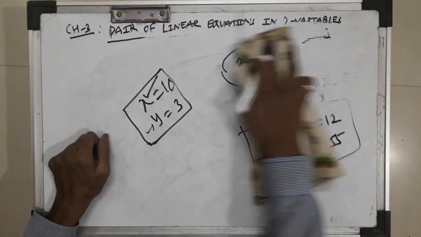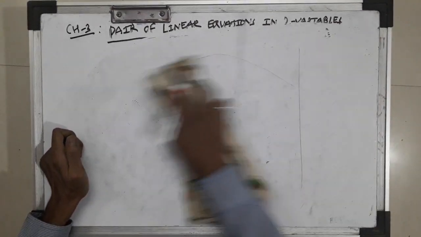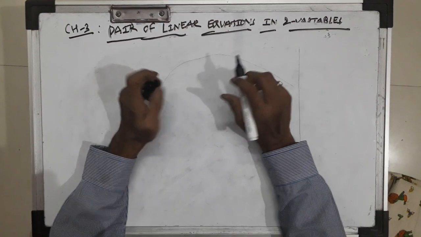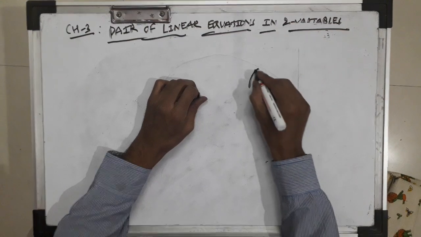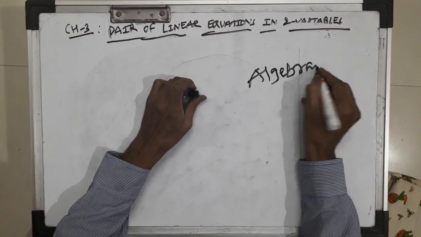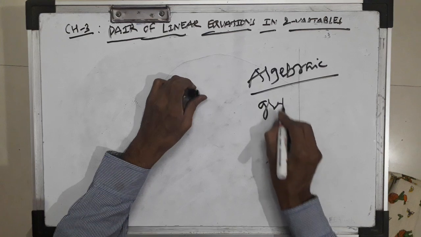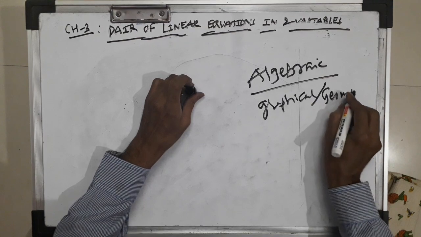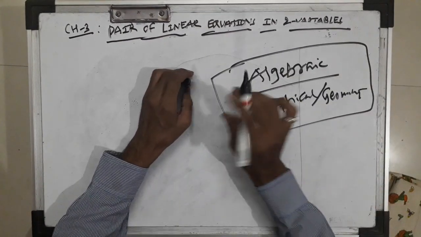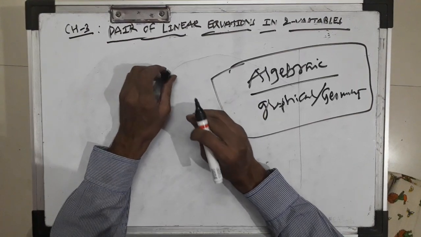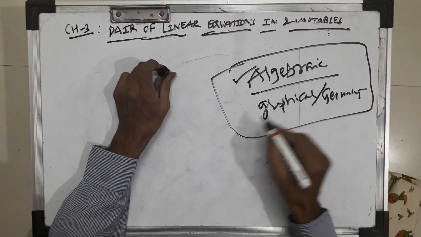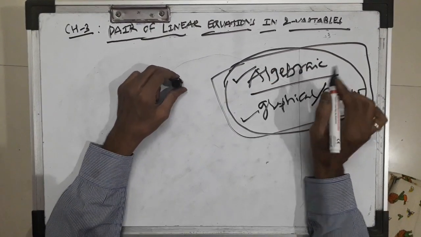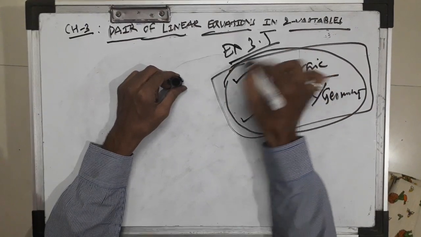Got it? Now we'll stop the topic here. From tomorrow we are going to see the graphical method, how to draw the graphs, what is algebraic, graphical, or you can say geometrical methods, where they provide some word problems and we represent the situation algebraically and geometrically or graphically. In tomorrow's video we are going to see these topics, that is exercise 3.1 based on these topics.